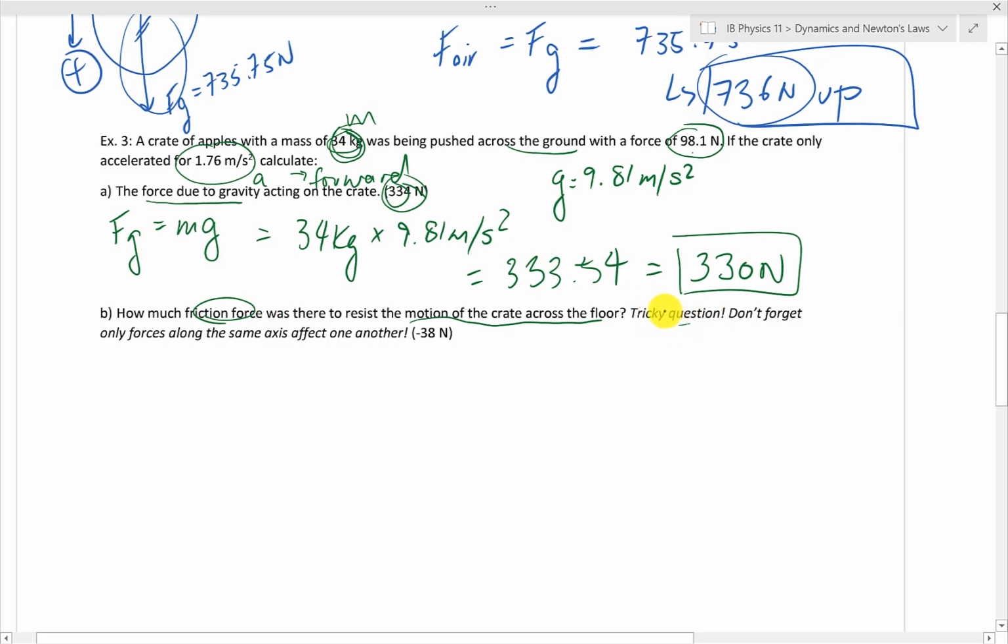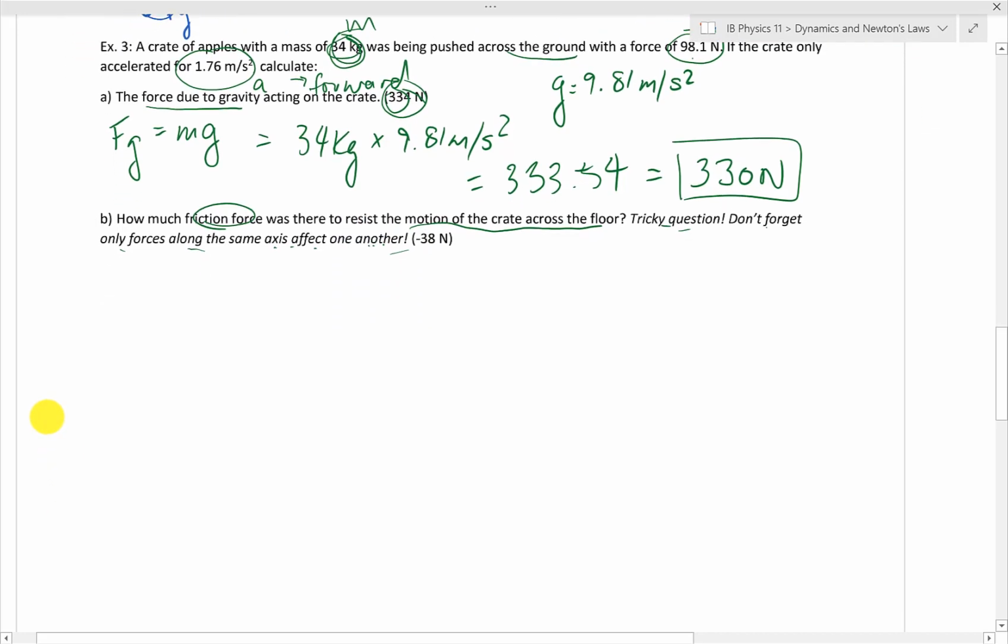This is a tricky question. I wonder why. Don't forget, only forces along the same axes affect one another. So let's really go over this to see what this means. We definitely need a free body diagram now. So let's start with a crate of apples being dragged across the floor. The acceleration, let's say, is in this direction, and that's the positive direction, okay?